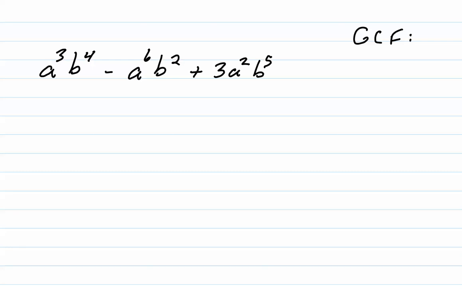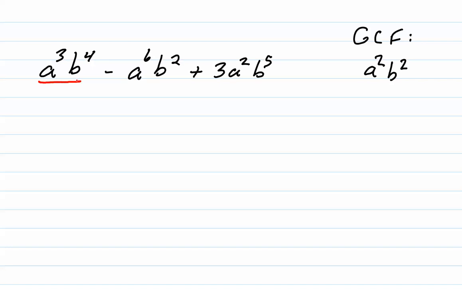In this instance, we're not going to worry about the negatives, but we're going to look at the a's and the b's. So if we look at simply the a, we have a cubed, a to the sixth, and a squared. What I want to look for is something that's common in each of those, and in this instance it will be the a squared. If we look at the b's, we have the b to the fourth, b squared, and b to the fifth. That also will make the greatest common factor b squared.